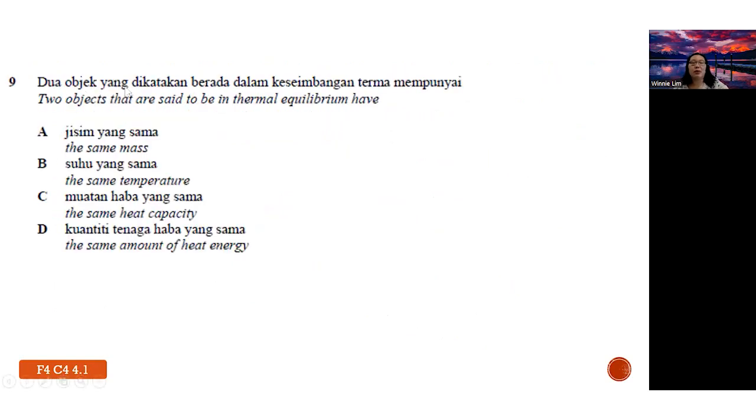Now, question 9, we're entering a new chapter, chapter 4, heat, 4.1. This one is on thermal equilibrium. Two objects are said to be in thermal equilibrium. So what is the meaning of thermal equilibrium? Thermal equilibrium means when two objects, a hot object in contact with a cold object, they must be in contact. Two objects with different temperatures are in contact first. Then they will reach a thermal equilibrium when both objects have the same temperature.